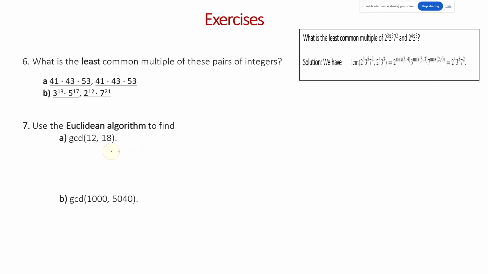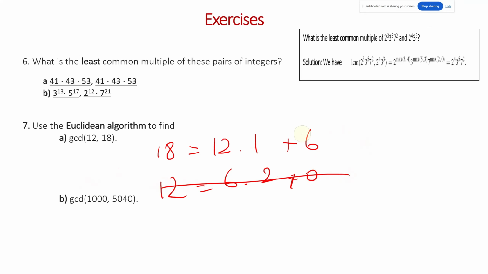Okay, so we have 12 and 18. What I'm going to do is take the biggest one, 18, and divide it by 12, so it's going to be 1 plus what? The remainder is going to be 6, right? And then 12 is going to be equal to 6 times 2 plus 0. Now that I found 0, I'm not going to look at this. I'll go back up and see that the greatest common divisor is going to be equal to 6.